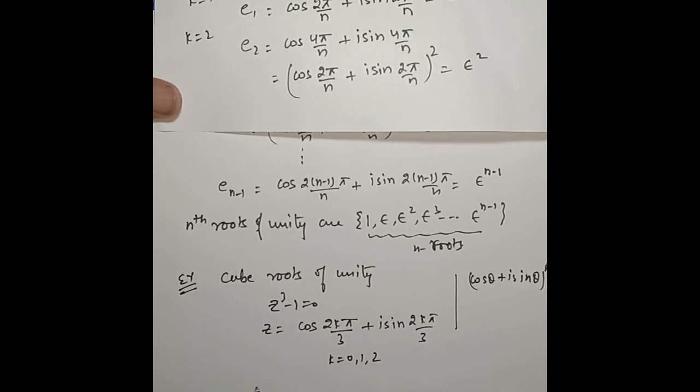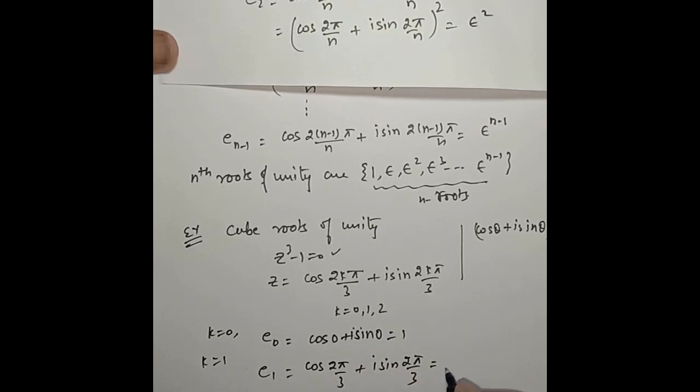So if we put k is equal to 0, e0 for k is equal to 0 is cos 0 plus i sin 0, which is equal to 1. 1 always satisfies this equation. For k is equal to 1, e1 is equal to cos 2 pi by 3 plus i sin 2 pi by 3.